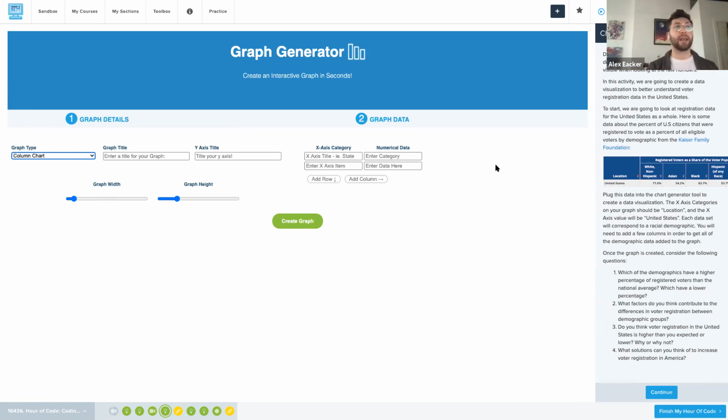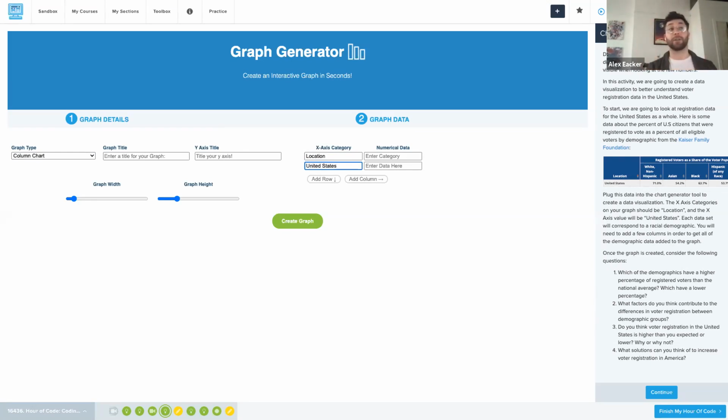So to give you all a hint, the idea is that you all get to this page. In this case, our x-axis category that we're going to be creating is going to be location. The United States is the category that we want to be filling in. So United States here, this is our x-axis category.